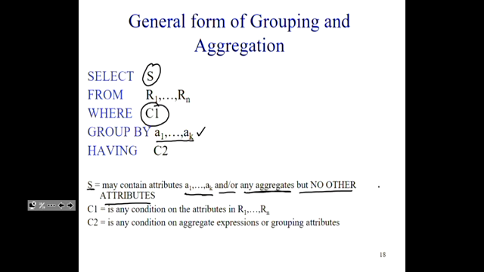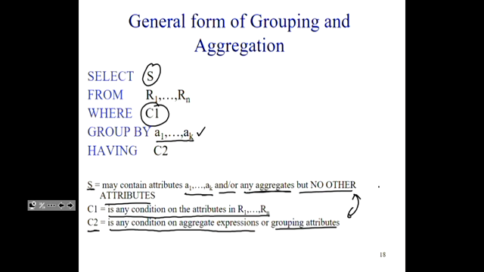C1, which is the where clause, is any condition on the attributes in R1 to Rn. So there's no restriction on C1. C1 is applied before grouping takes place. C2 is any condition on the aggregate expressions or the grouping attributes. So just like the select clause, it has to be applied on the aggregate expression, so something that's being aggregated, or something that's being grouped by. Okay, it can't be something that's not in one of these two.